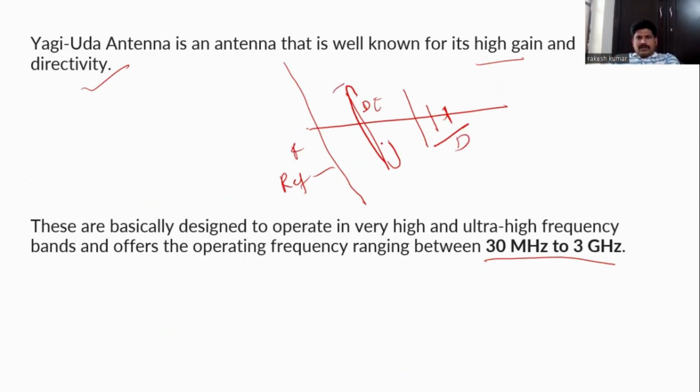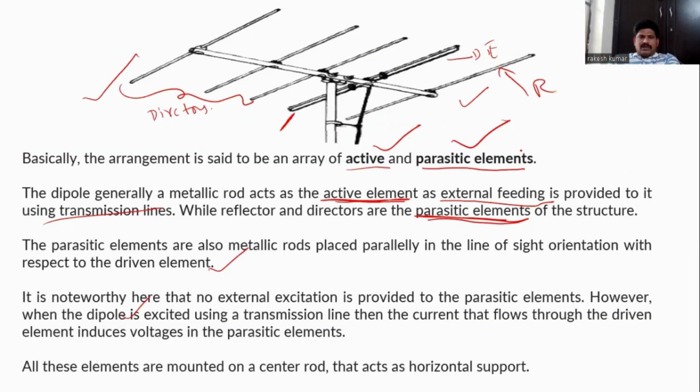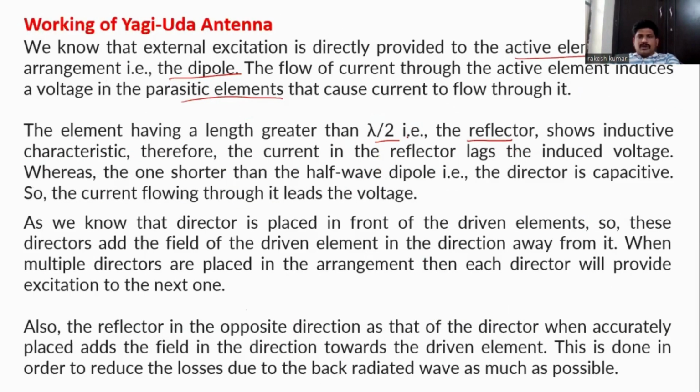Here the driven element length is taken as lambda by 2, which is nothing but 0.5 lambda. If you observe in this diagram, the reflector size is greater than 0.5 lambda, and the director length is less than 0.5 lambda.